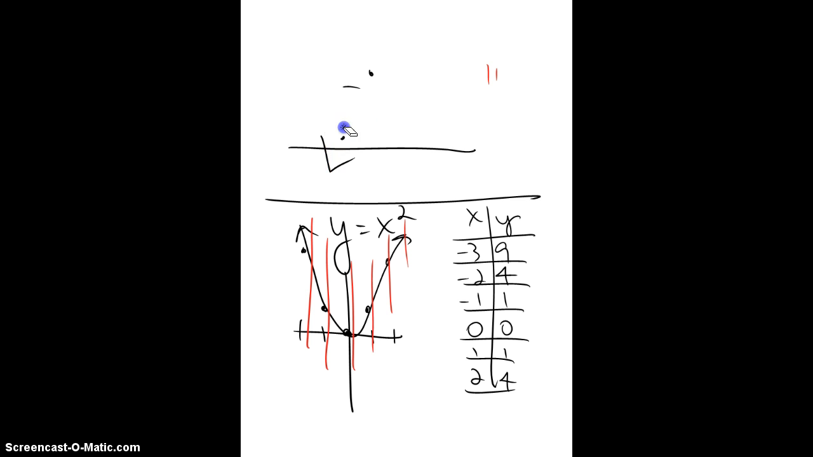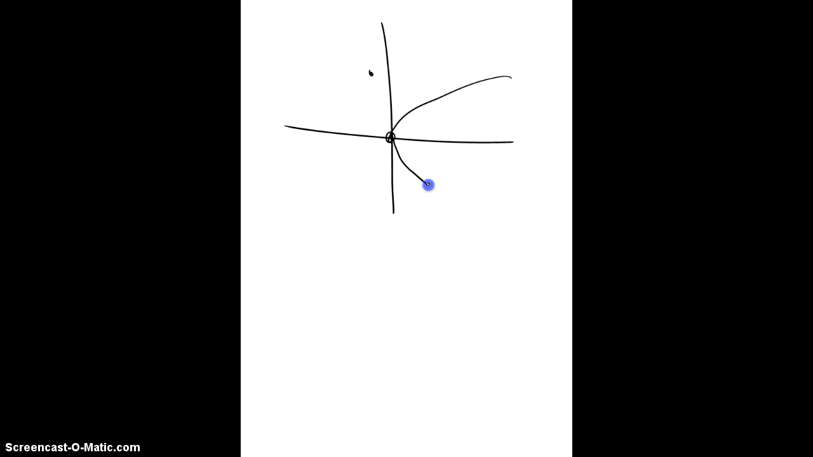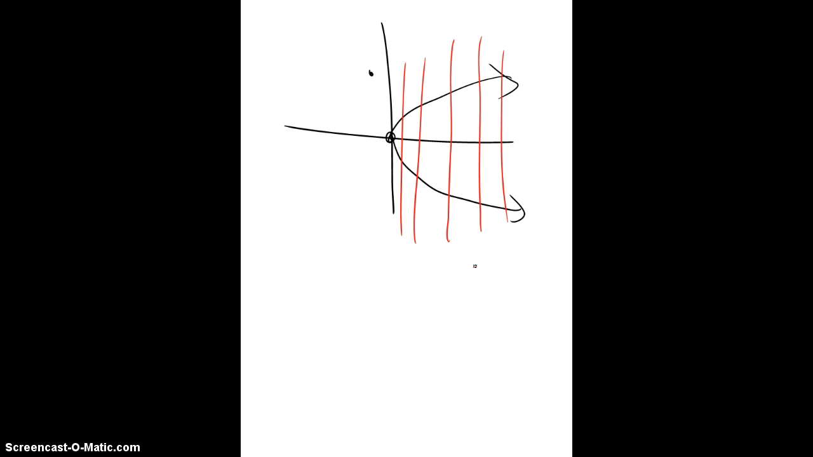But I could have something like, here's my XY axis, and maybe I have something that goes through the origin like that. When I graph it, that's what I end up with. Well, then when you look, you see how that fails the vertical line test. So that would not be a function.